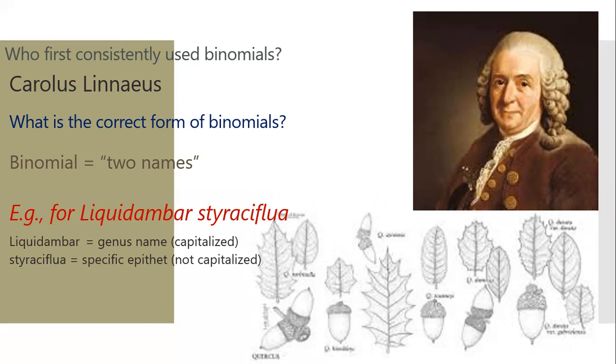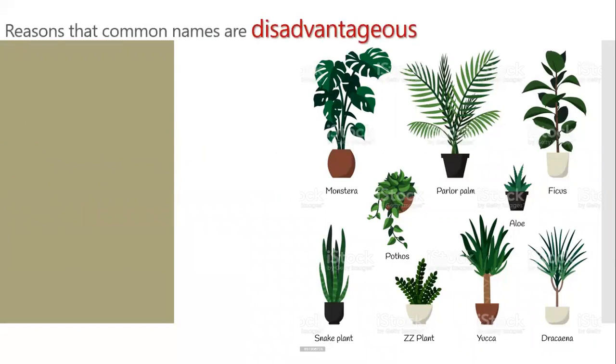In contrast to the scientific names, many taxa also bear common names, also called vernacular names, which are generally used by people within limited geographic regions. Common names are not formally published and are not governed by rules. That's why scientific names are much preferred compared to common names, for several reasons.